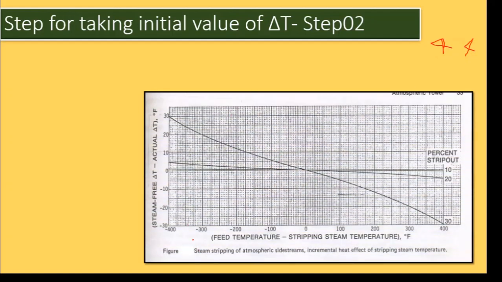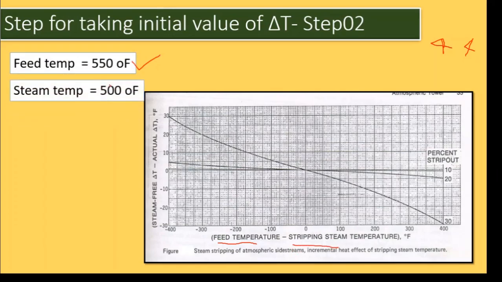Now come to the graph for step 2. This is the feed temperature. The feed temperature is 550 degrees Fahrenheit. Then the stripping steam temperature is 500 degrees Fahrenheit. These values are given. Then we have to find the difference between these two temperatures.